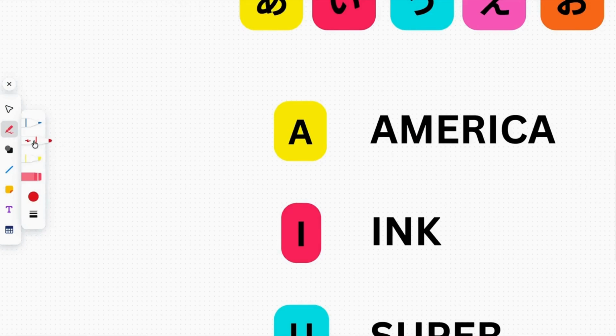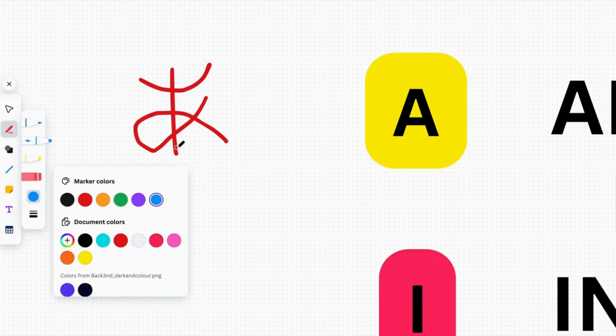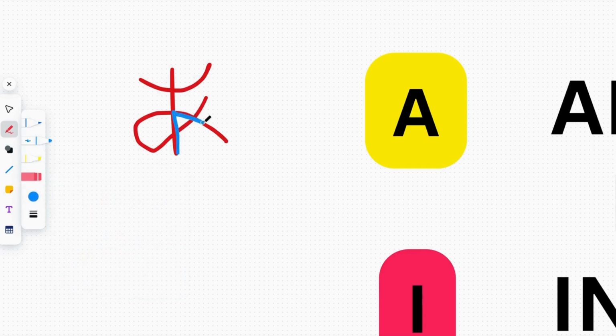Let's first consider the letter A, which is written in this way. Now to remember this very easily, we can actually look at the letter A. So you can see that there is a resemblance of the letter A in this Japanese letter A. This way we can remember the letter A in Japanese Hiragana.